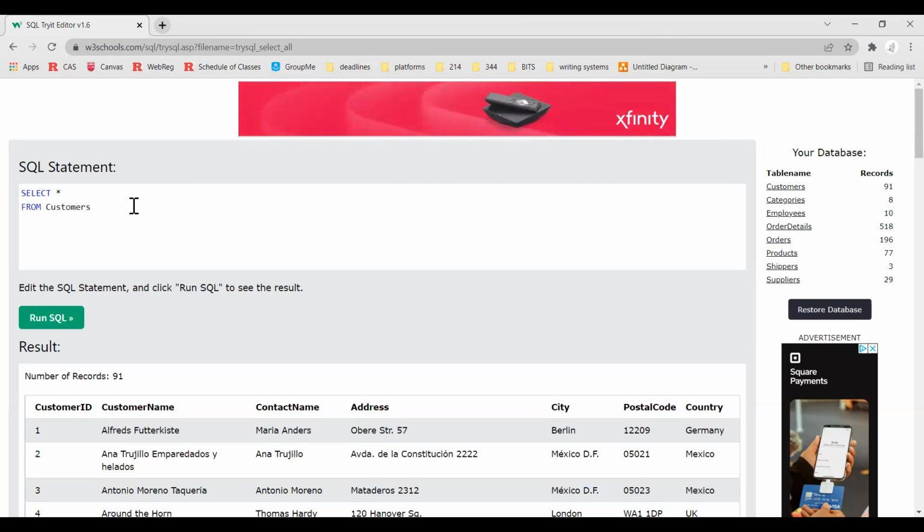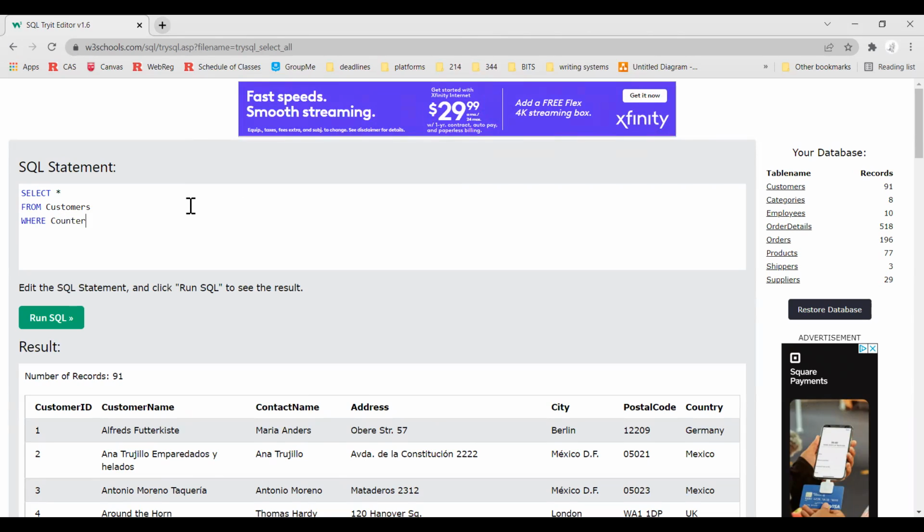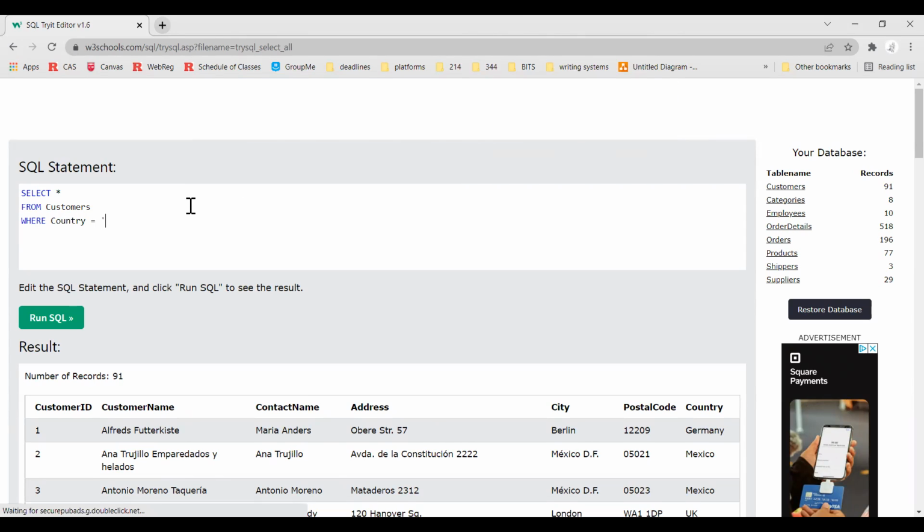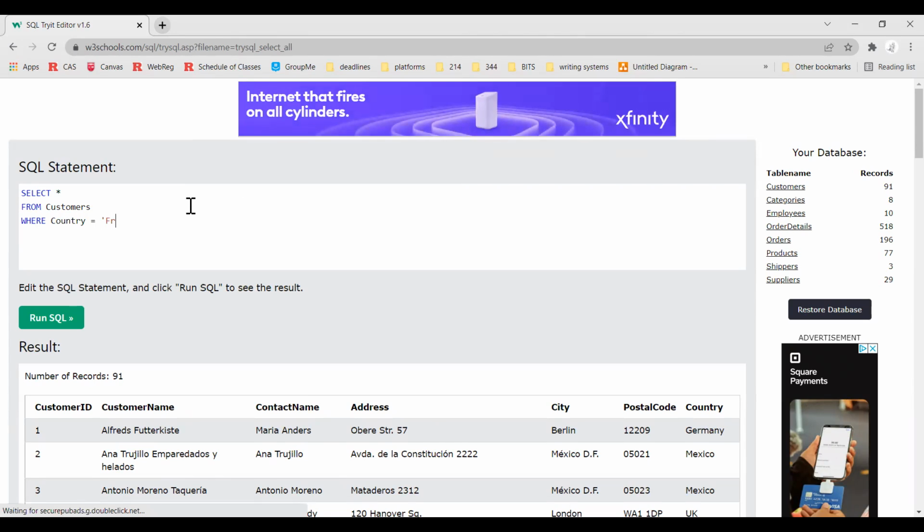Any idea what the keyword is? Yep, that is correct. So we're going to be using where, which is fitting in this case because we're talking about countries, but even if we were talking about something else, it would still be where. So, France.